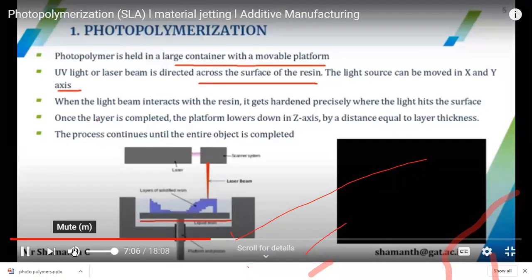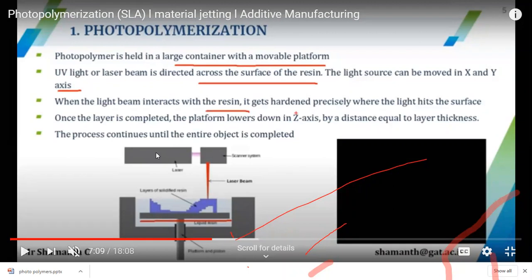The third step involves when the light beam interacts. The photopolymer, as he has said, is in a large container with a movable platform. The light source moves in the X and Y axis over the base of the photopolymer resin. Whenever the light beam interacts with the liquid resin, it gets hardened, precisely where the light hits the surface.